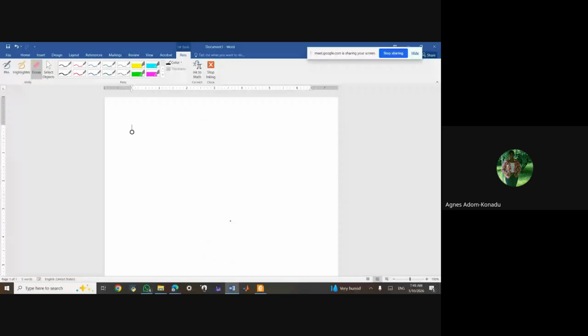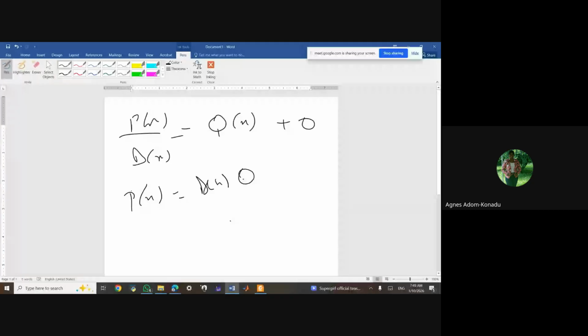It means that I divide p of x by d of x, and I get q of x with no remainder. So my remainder is 0. Then it means that my p of x can be written as d of x times q of x, because my r of x is 0. In this case, we say that the function p is divisible by d, and we say that d is a factor of p of x. And q is also a factor of p of x.